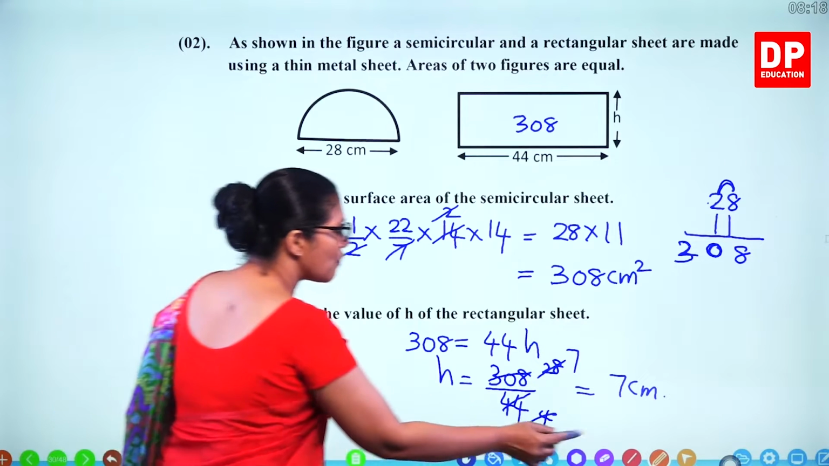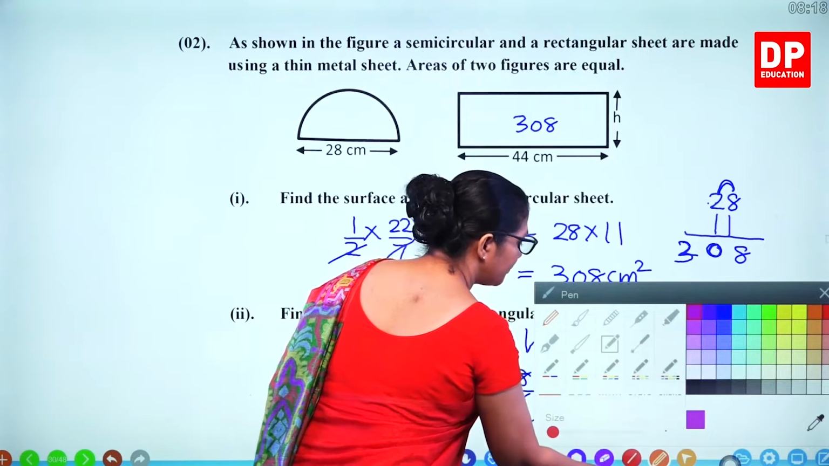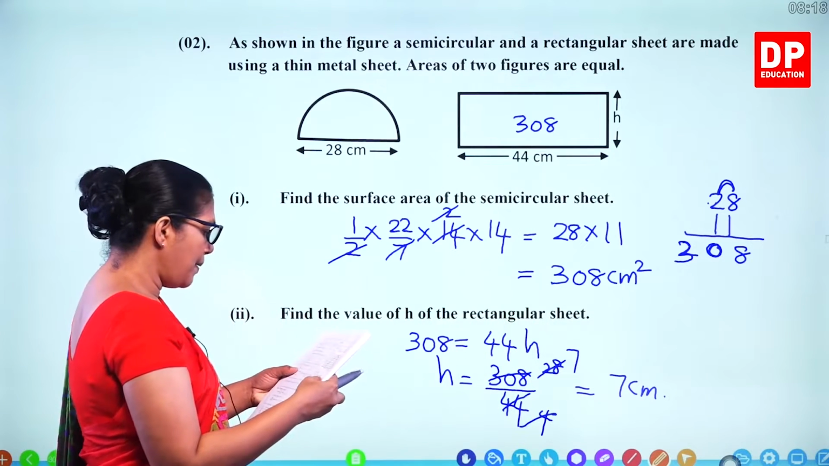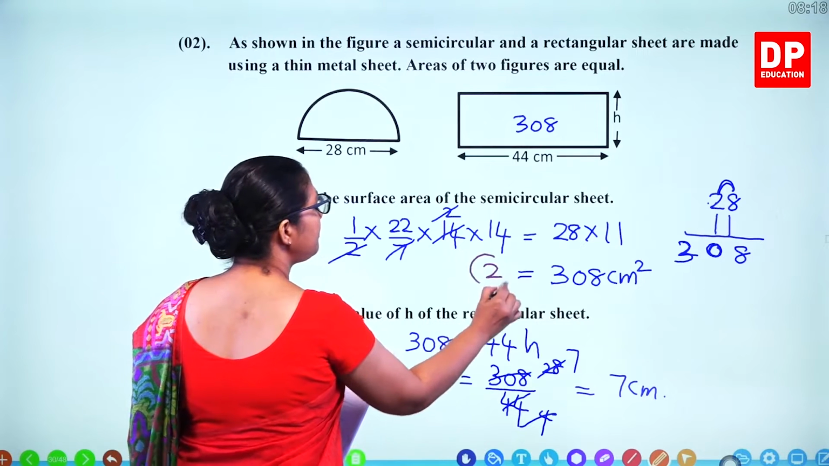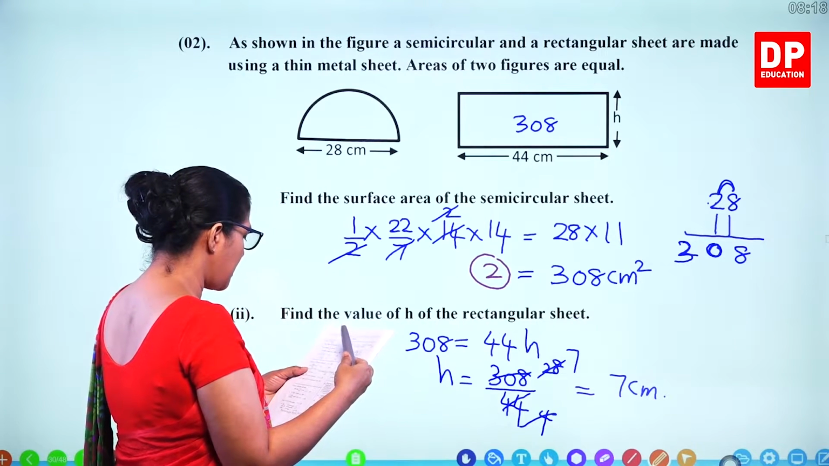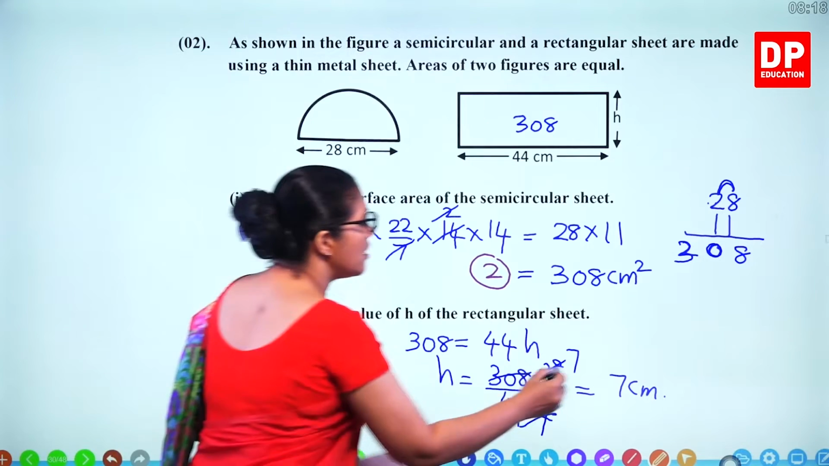So how many marks for these two? We'll look at the marking scheme and see. 308, you get 2 marks, and 7 centimeters, 2 marks.